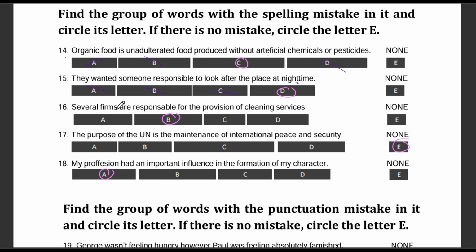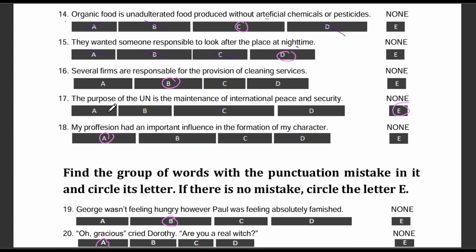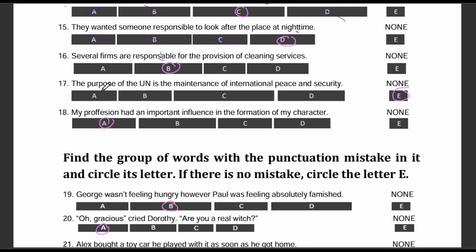Question 16. Find the group of words with the spelling mistake. Several firms are responsible for the provision of cleaning services. Options. A. Several firms are. B. Responsible for the. C. Provision of cleaning. D. Services. E. None. Correct answer, B. The word responsible is a spelling mistake. Now let's see why the others are not correct. Options A, C, and D are all correct.